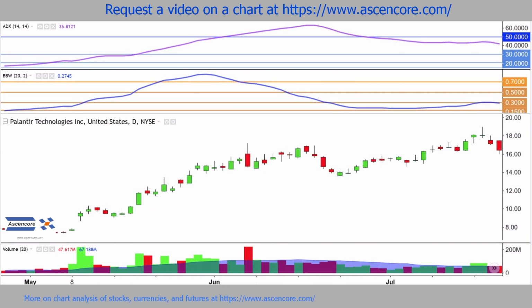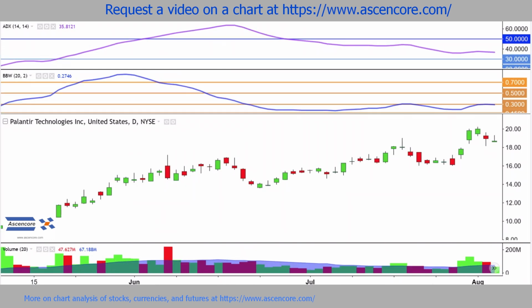This becomes much more noticeable when both indicators are on a decline back to their lower thresholds.